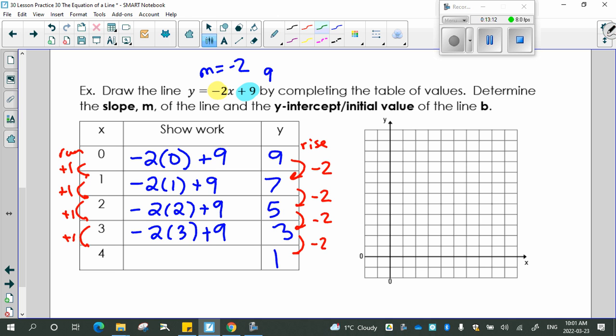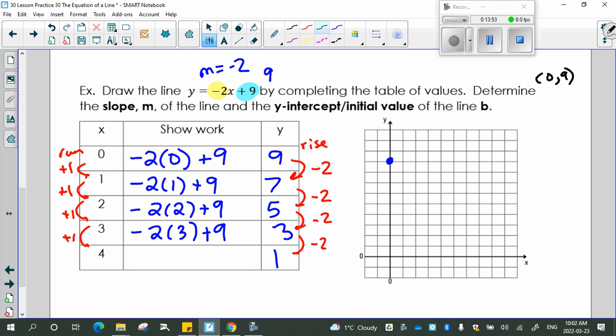Okay, so let's plot these points. The first point we're going to plot is 0 and 9. Who can tell me how to get to 0, 9? Is it to the right or is it up? Charlie, 0, 9. How do I plot it? Start at the x axis, so 0 is nowhere. Yep. Straight up. Perfect. So there's our first point, 0, 9.